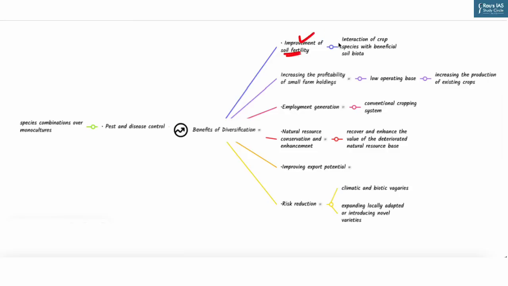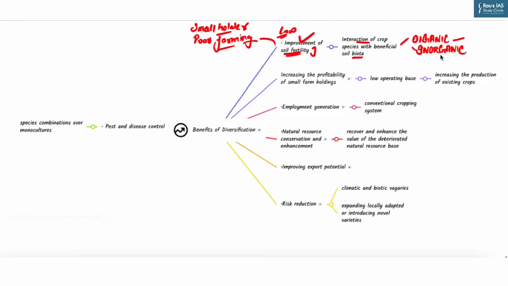Now, one of the most important constraints for sustainable crop production is low soil fertility. In smallholder systems, poor farming practices, mostly continuous cropping with limited external inputs, have gradually depleted soil fertility. So the interaction of crop species with beneficial soil biota helps in maintaining biogeochemical cycling of both organic and inorganic nutrients in the soil and maintaining soil quality.